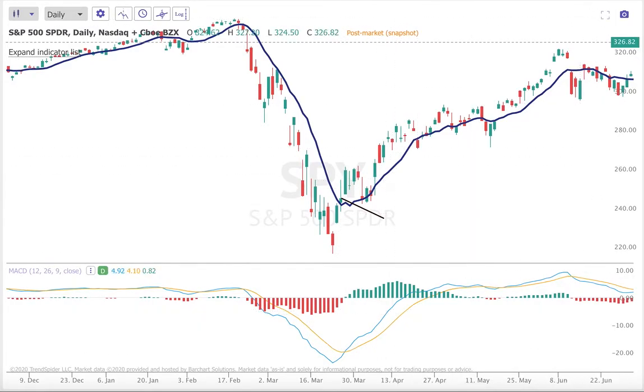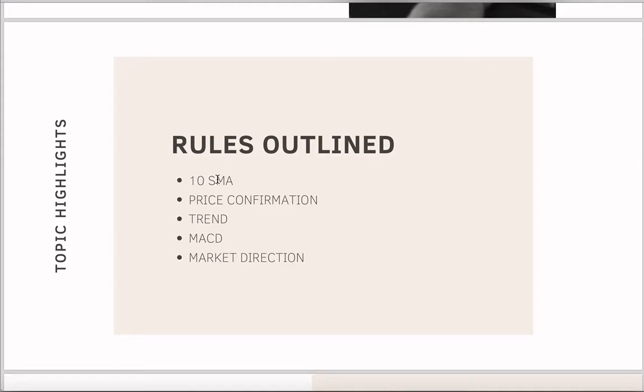All right, next we would like to see, so price above 10 SMA. Next, we would like to see price strength confirmation.